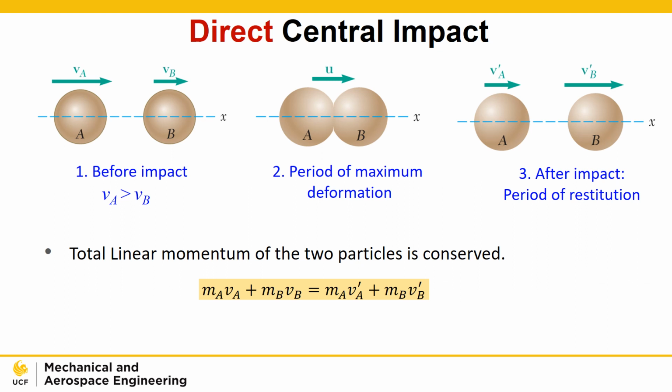Now, if our goal is to calculate the final velocities VA prime and VB prime, then the conservation of momentum equation alone is not enough. It is necessary to establish a second relation between the velocities VA prime and VB prime. This will be discussed in the next slide.